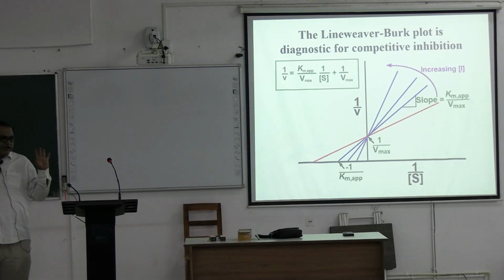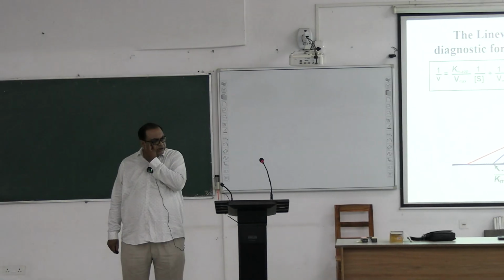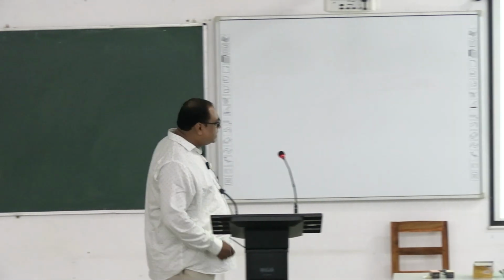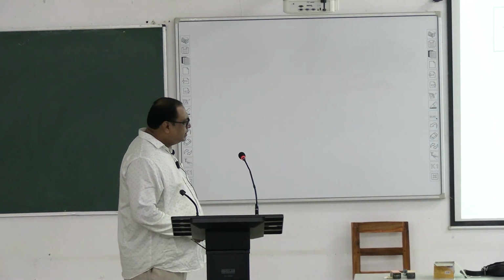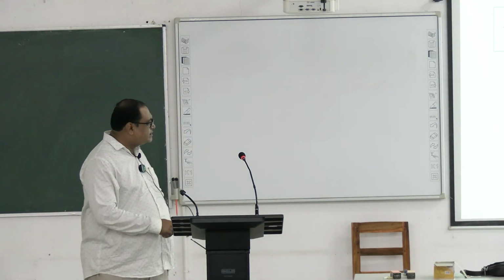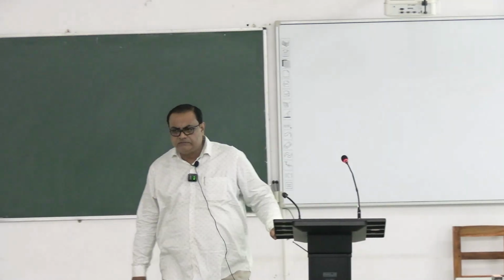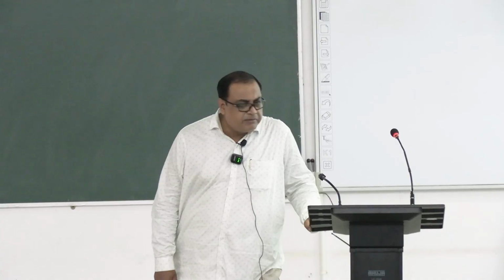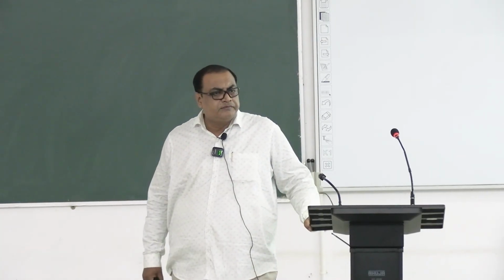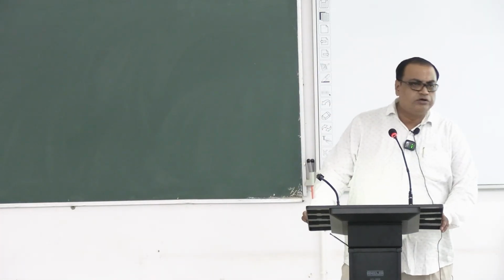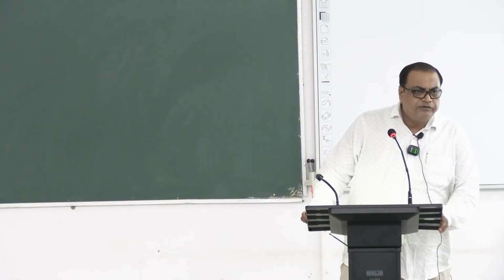You need not draw all the three lines. You can draw only one line to explain the mechanism. Okay? But remember this point, the line should coincide with the y-axis at the same point where the red line coincides. This coincidence depicts what? That there is no change in the Vmax. That means what? The enzyme's capability to convert substrate to product is not altered in case of competitive inhibition.